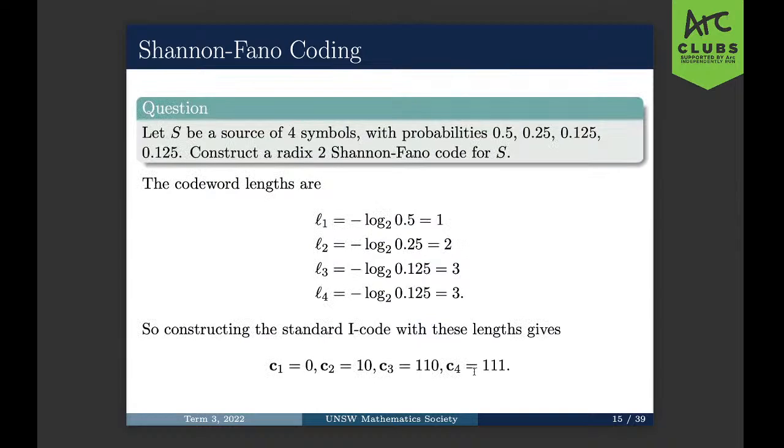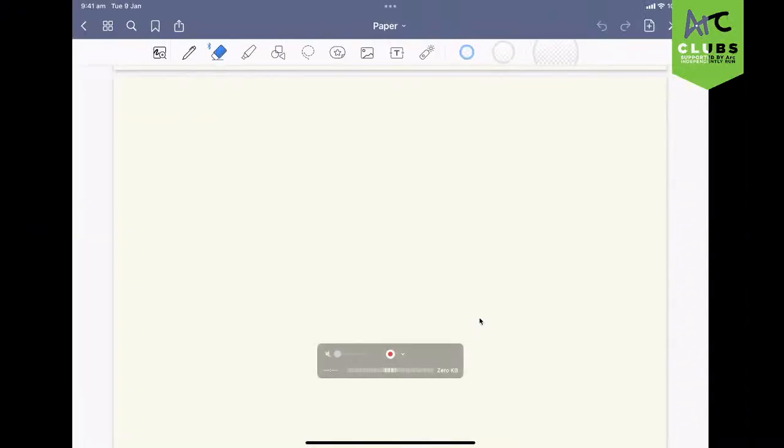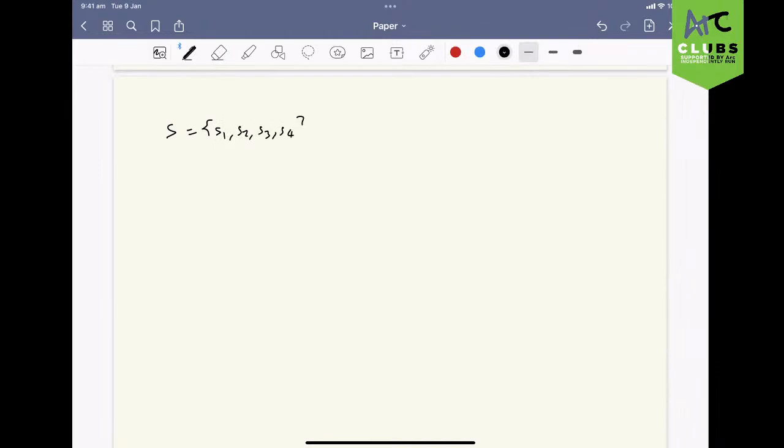But let's go through an example. So, okay, let me get on my iPad. So we had a source with 4 symbols, S1, S2, S3, S4. Probabilities were 0.5, 0.25, 0.125, 0.125. And we want to construct a radix 2 Shannon-Fano code.